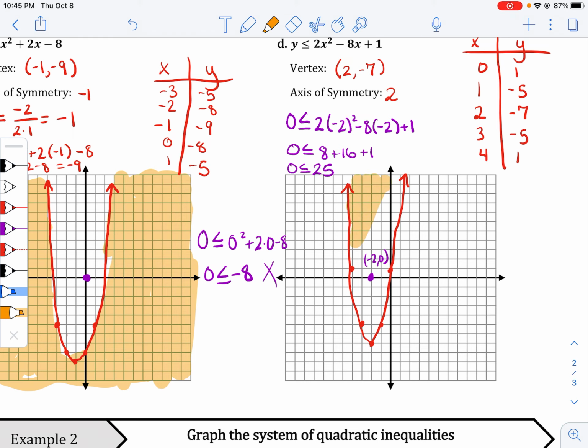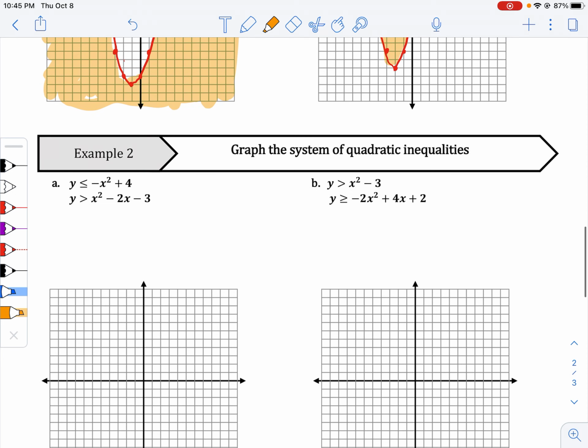So I'm going to shade inside, like so, because it is a solution. So that's graphing these quadratics.